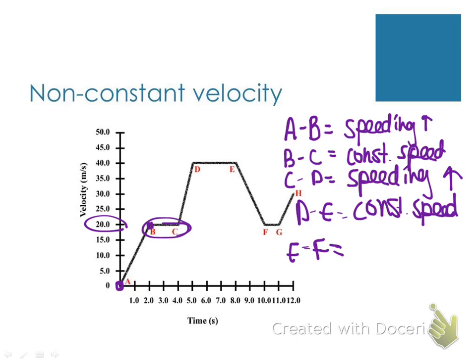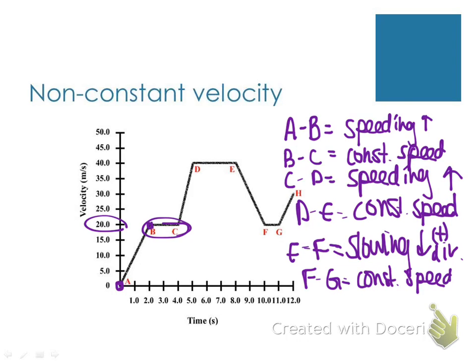Yes, that's really important. A lot of us will think here negative slope means always moving backwards. That's not the case. Here we're still moving in the positive direction, so we're just slowing down. Slowing down, but it's still positive direction. Okay, from F to G, what are we doing? Constant speed.